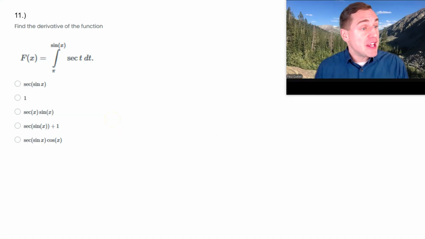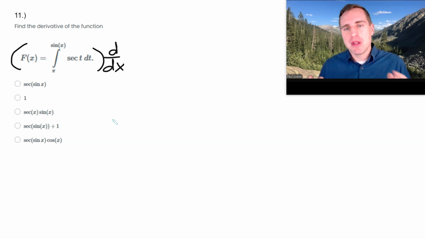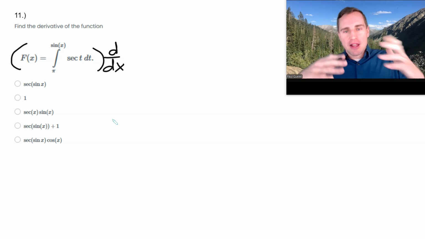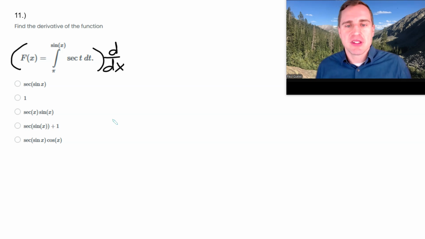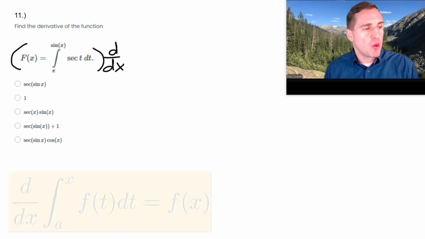Okay, so for number 11 here, we're going to find the derivative of this function. Capital F of x is equal to the integral from pi to sine x of secant t dt. Hopefully many of you are aware of this. If we want the derivative, then we're going to take d by dx of this equation. Notice the t is going to integrate away because that's sort of a dummy variable. When I say dummy, I don't mean stupid. I mean like a crash dummy, which in those simulations is something that stands in. So this t stands in and integrates away.